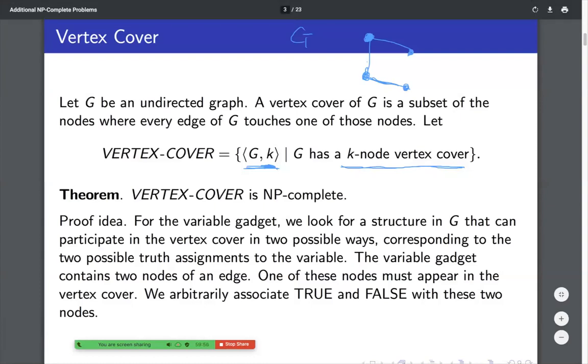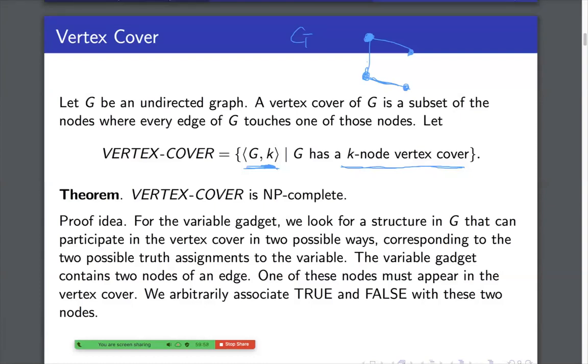Okay, so now let's see how we prove it. So for the variable gadget, because we want to find a structure. For the variable part, we look for a structure in G because we want to reduce 3SAT to vertex cover. Let's call it VC.